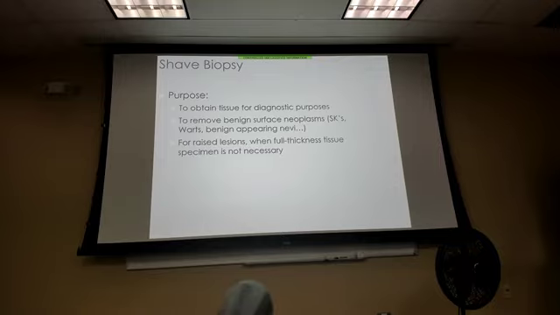So, shave biopsy. The purpose is to obtain tissue for diagnostic purposes. It's also used to remove benign surface neoplasms, so we can use it for SK, warts, benign-appearing nevi. Something important: it's only applicable to a shave biopsy if it is a raised lesion and a full thickness tissue specimen is not necessary. If we don't need the full thickness, then we can shave.